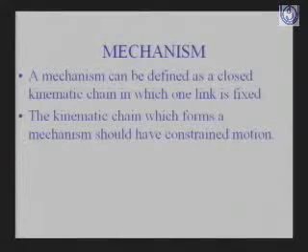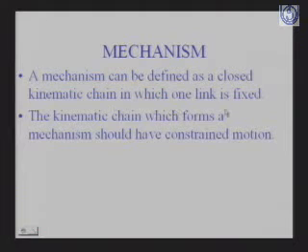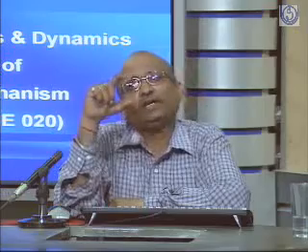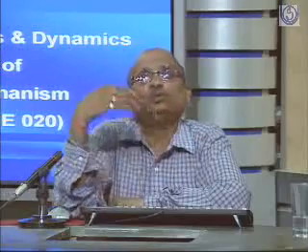So we will see what a mechanism is and how it works. Let us see the slide. A mechanism can be defined as a closed kinematic chain in which one link is fixed. The kinematic chain which forms the mechanism should have constrained motion. So from this definition, you see that in a kinematic chain, when we fix one link, the motion transmitted to one link is transmitted to another link, and we get useful work.